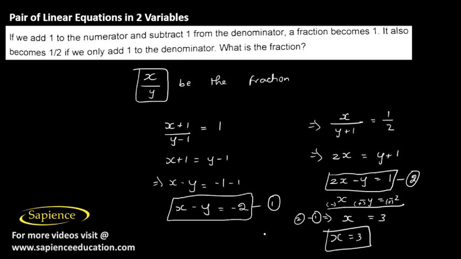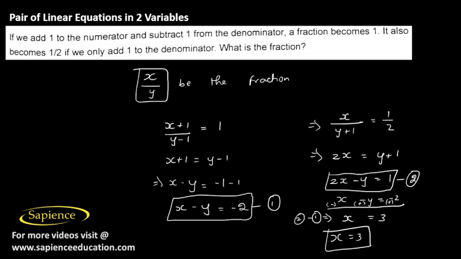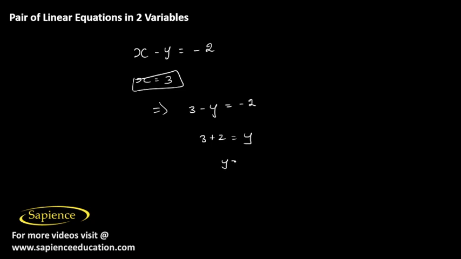Now let us substitute x equal to 3 in the first equation. The first equation is x minus y equal to minus 2, and we got the value of x as 3. So 3 minus y equal to minus 2, which means 3 plus 2 equal to y. The value of y is 5. So the required fraction is 3 divided by 5.